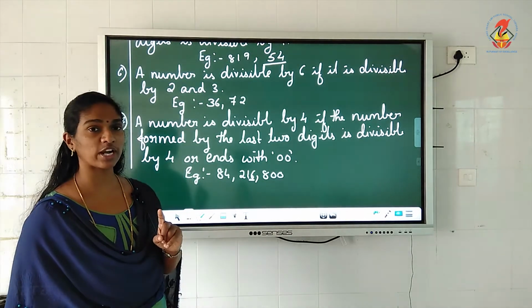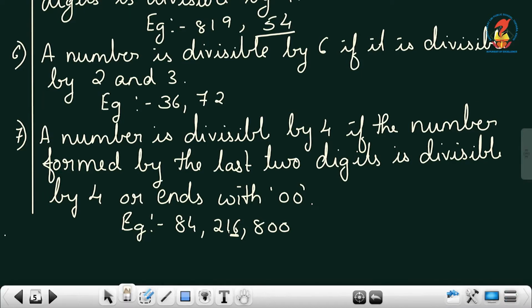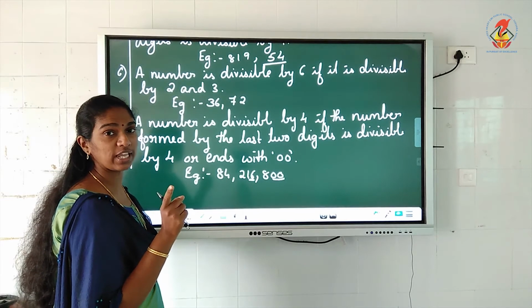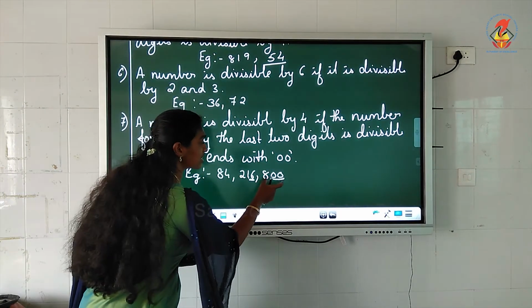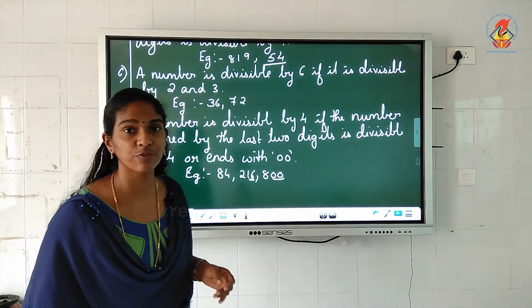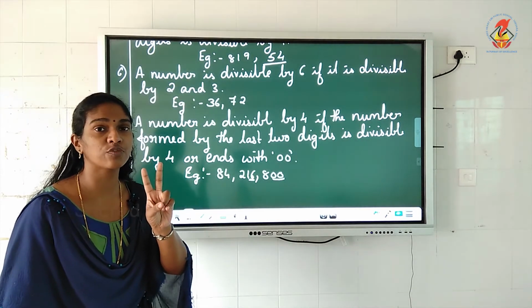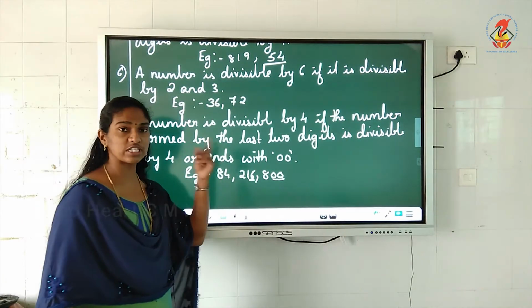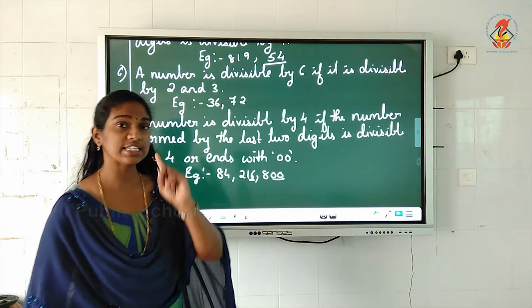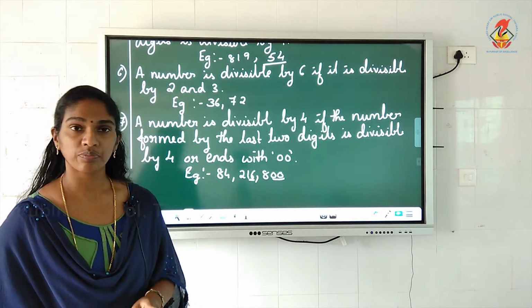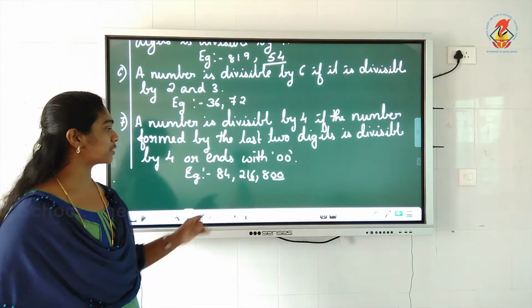Also, you can see one more condition where either the last 2 digits should be divisible by 4, or the last 2 digits should be 0, 0. The last 2 digits should be 0, 0, not 1, 0, there should be 2 zeros. Then also I can say that particular number is divisible by 4. So, there are 2 conditions for 4. Either the last 2 digits should be divisible by 4 or the last 2 digits should be 0, 0. Understood children? So, these are the divisibility rules.